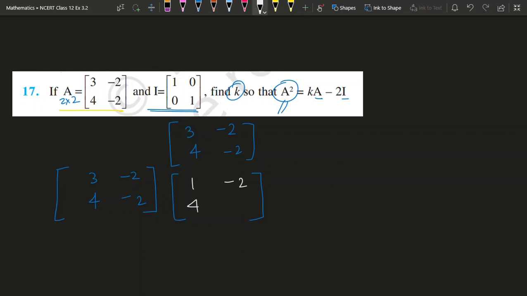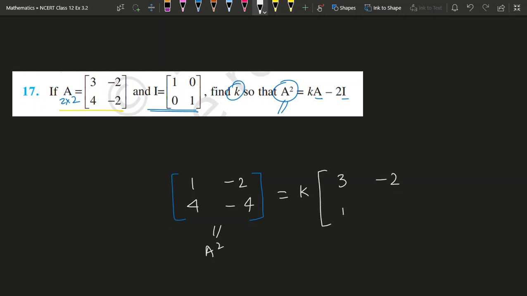Okay, so you would write 4, and then for the last entry you would have minus 8 plus 4, so that will be negative 4. So that's the value of the matrix A squared. So A squared has to be equal to some constant k times the matrix A, which is 3, negative 2, 4, negative 2, minus 2 times the matrix I, which is 1, 0, 0, 1.